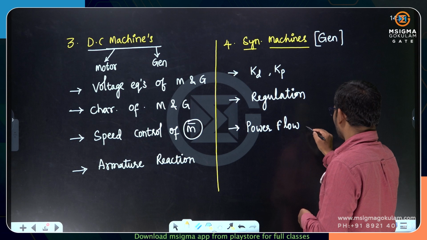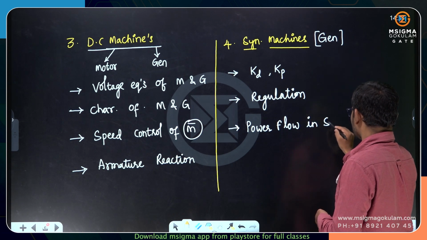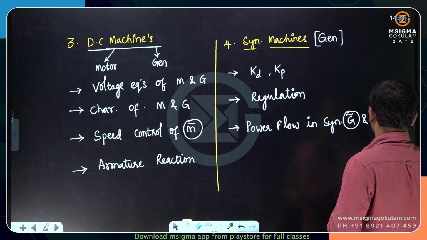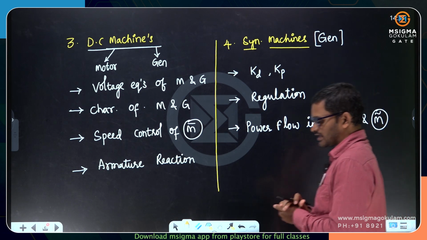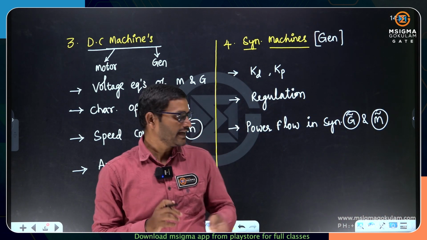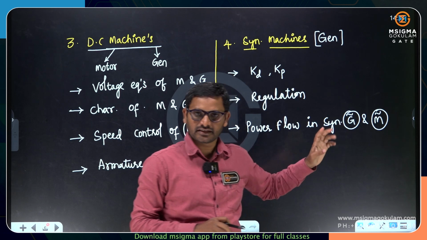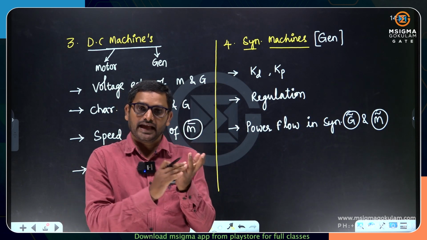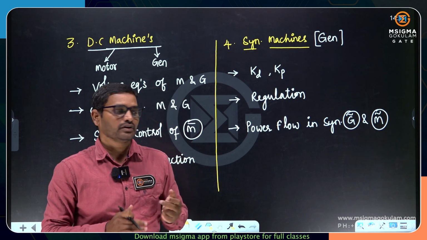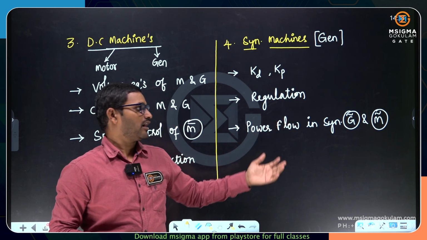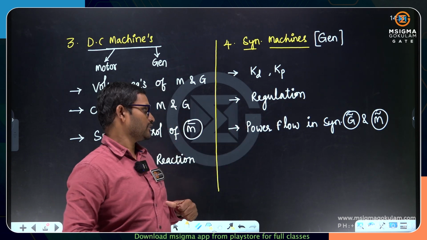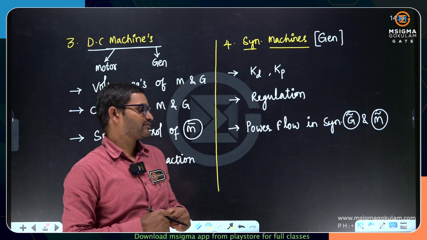Power flow. I am writing power flow in synchronous machines, that is, synchronous generator and synchronous motor also. I applied it as sinusoidal for the generator and even for the motor. So they will be asking you to calculate active power flow and reactive power flow delivered by the generator or absorbed by the motor, reactive power delivered by the motor or absorbed by the generator. This kind of questions will be there.